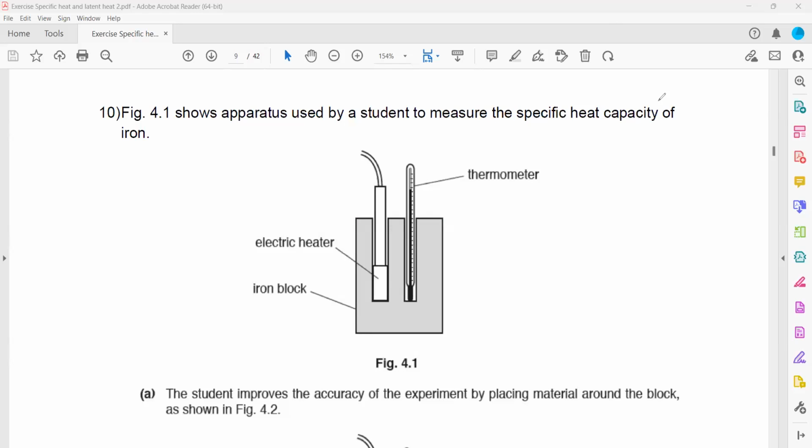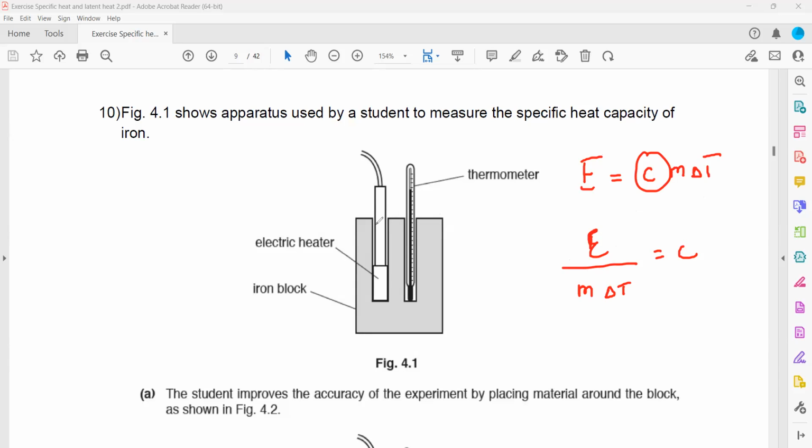To calculate the specific heat capacity, the formula is energy equals c m delta T. If specific heat capacity is the subject, then energy divided by mass and temperature change is equal to specific heat capacity.